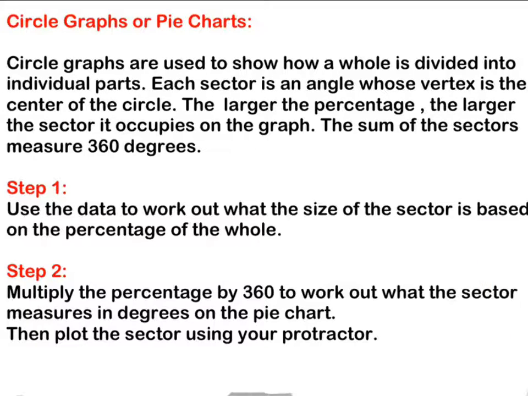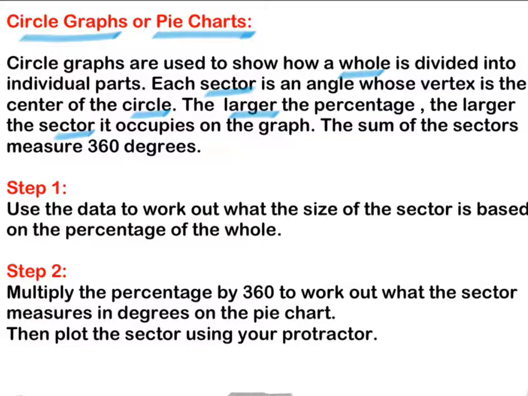Right, let us look at what circle graphs and pie charts are. They're known by both those words. Now, circle graphs are used to show a whole divided into individual parts. So each sector is an angle whose vertex is the center of the circle. The larger the percentage, the larger the sector it occupies on the graph.